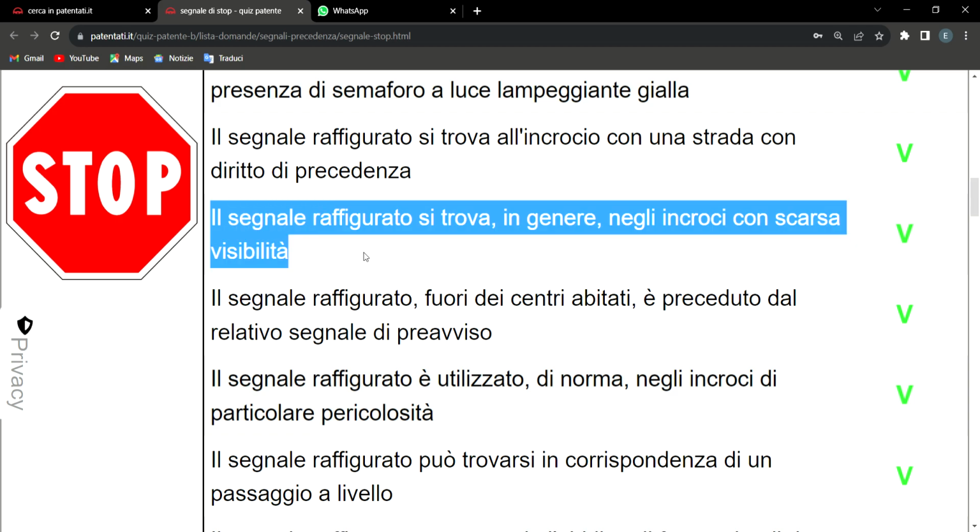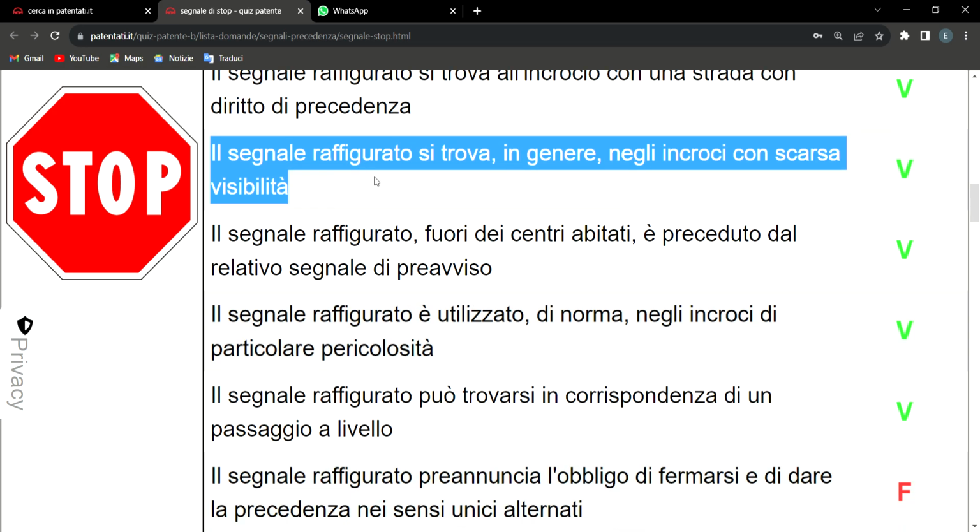And again it says, il segnale raffigurato si trova in genere ne incrocio con scarsa visibilità. So he said this very sign that is referred to here, you will find in this road, simply means fine. It says in some junction with scarsa visibilità. This word scarsa simply means poor. In a junction with poor visibility, a junction that is very dangerous. So what this one is simply talking about is vero. So that is for that.